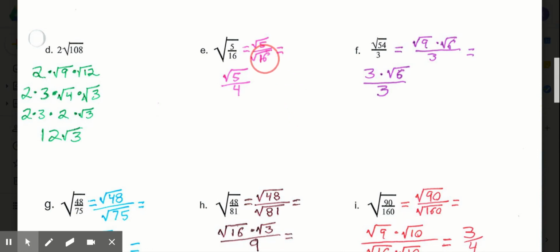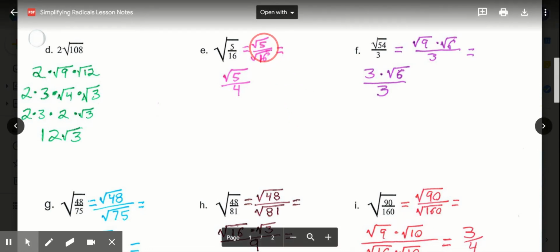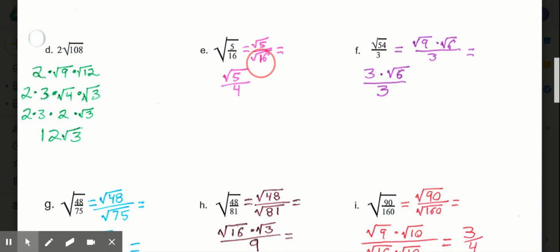Now we want to check top and bottom for perfect squares. 16 is a perfect square. Square root of 16 is 4. So our answer is square root of 5 over 4. We do not have a radical in the denominator, and the radical on top only goes to 5. So we are simplified and we're good to go.